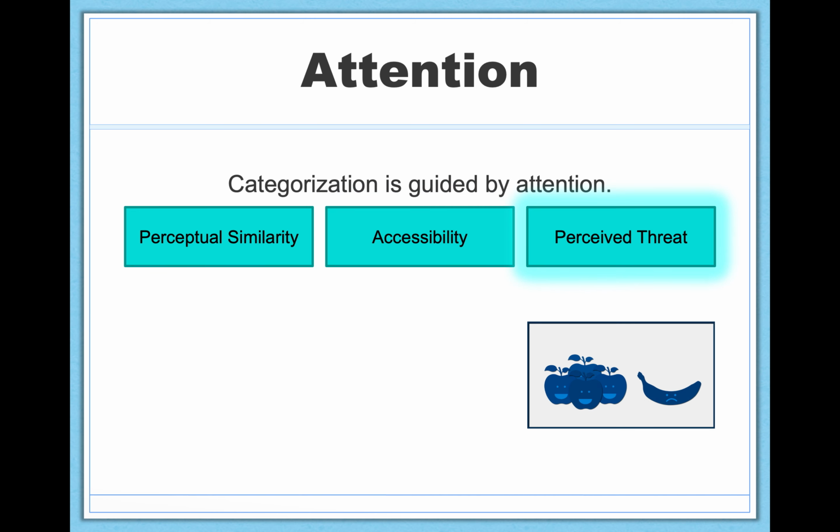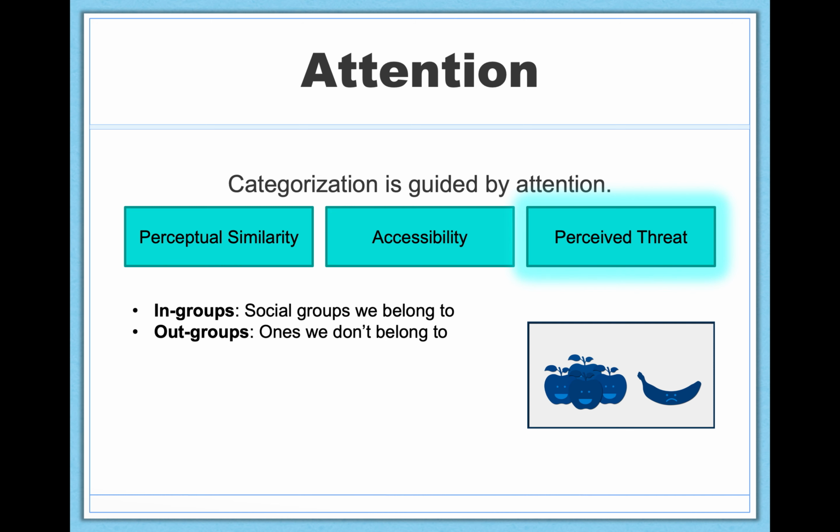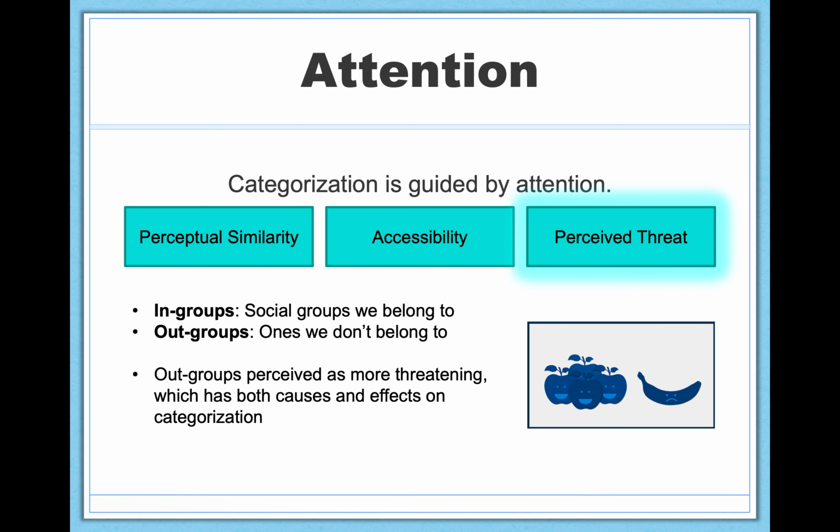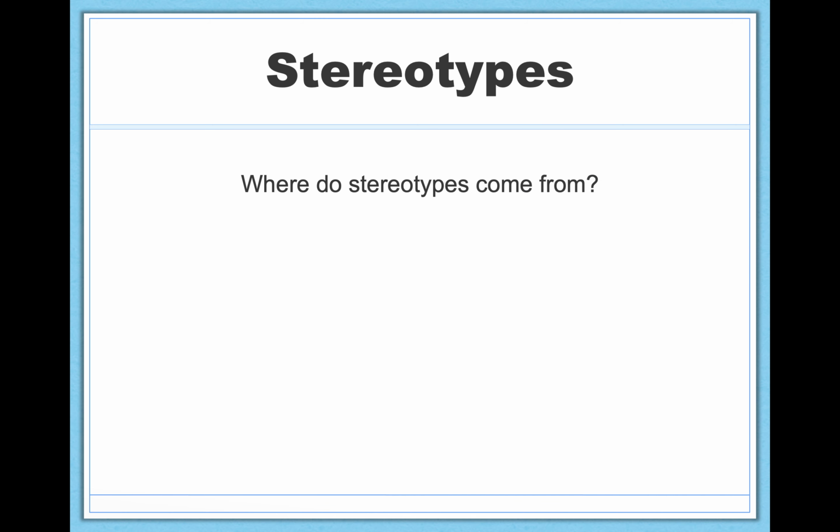Finally, we have perceived threat. Here's some terminology that we've seen in our last video: in-groups and out-groups, social groups that we do or don't belong to. Out-groups tend to at least be perceived as more threatening, which we'll talk about how that relates to categorization, but you can of course draw your own conclusions for now as well.